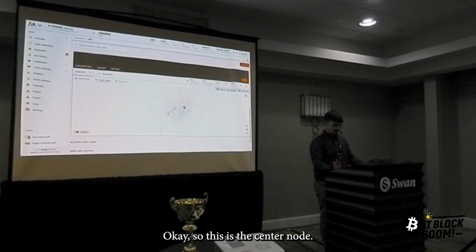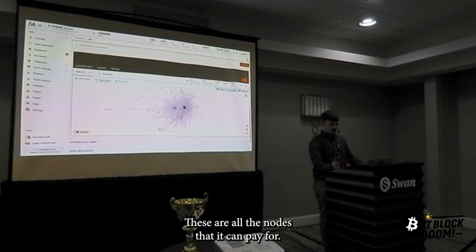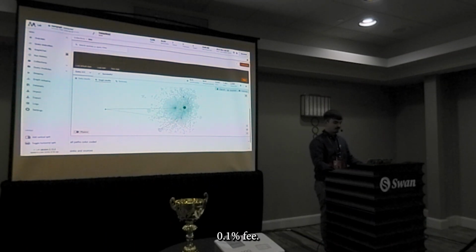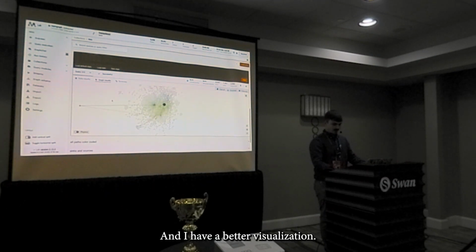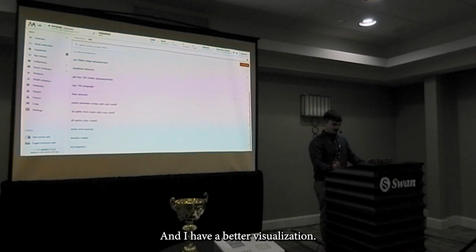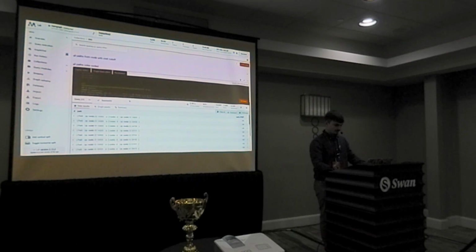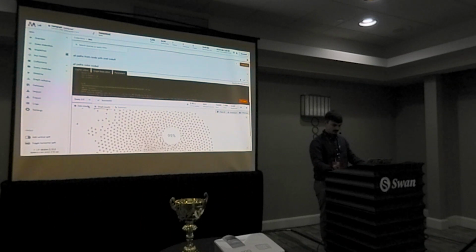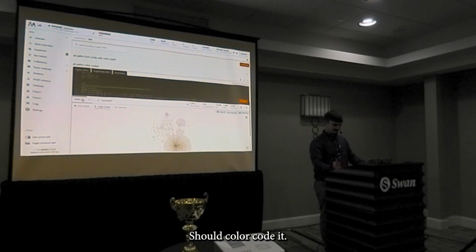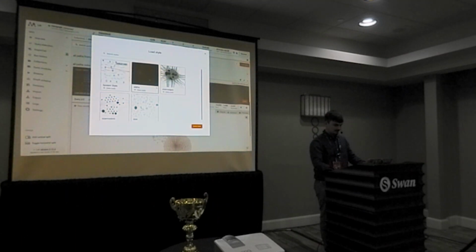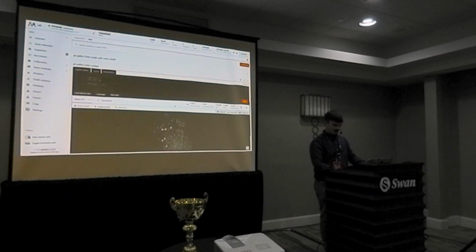Yeah, okay. So this is the center node. These are all the nodes that it can pay for 0.1% fee. And I have a better visualization that color codes it. Should color code it. Right, okay.